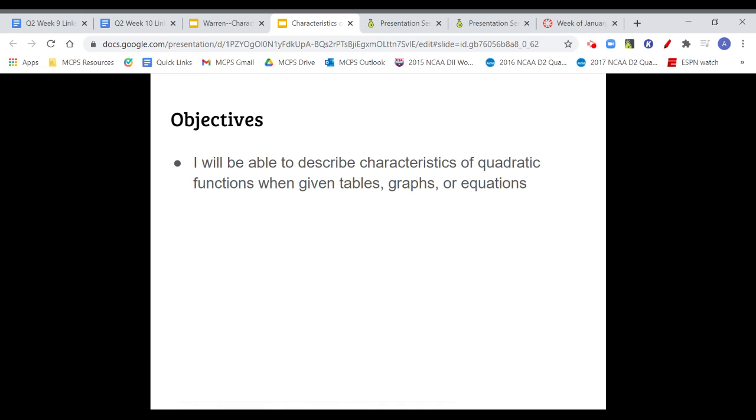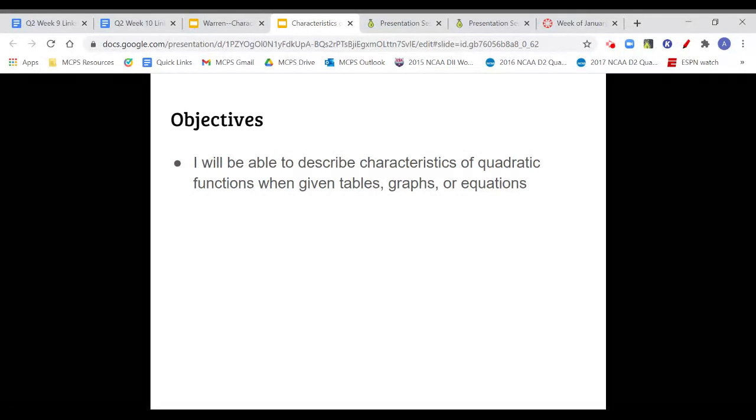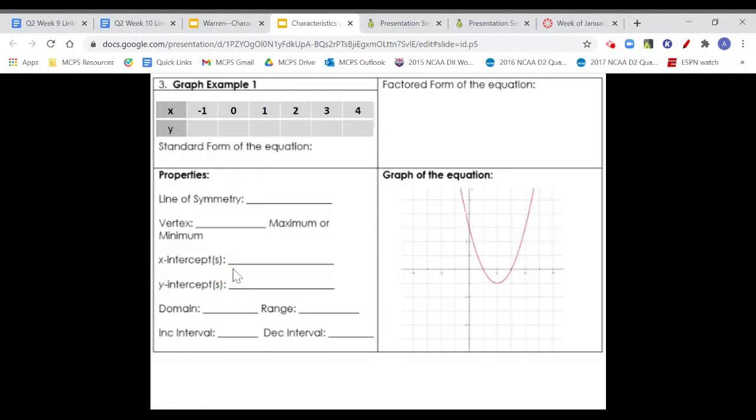Hey guys, in today's video, we are going to be talking about characteristics of quadratic functions. And we will be able to describe the characteristics and find other information, whether we are given a table of values, a graph, or an equation. So in different problems, you're going to be given different information and then use the given information to find the rest of what you need to know.